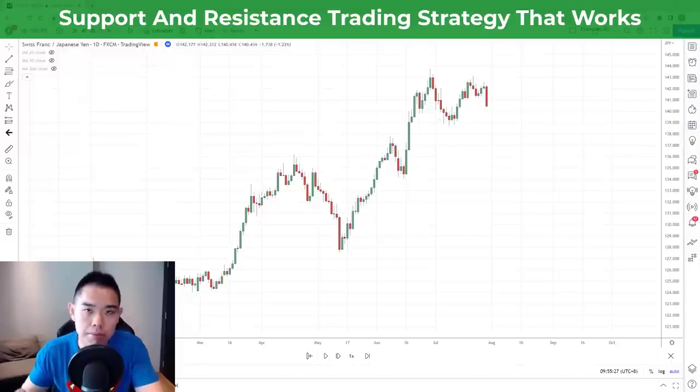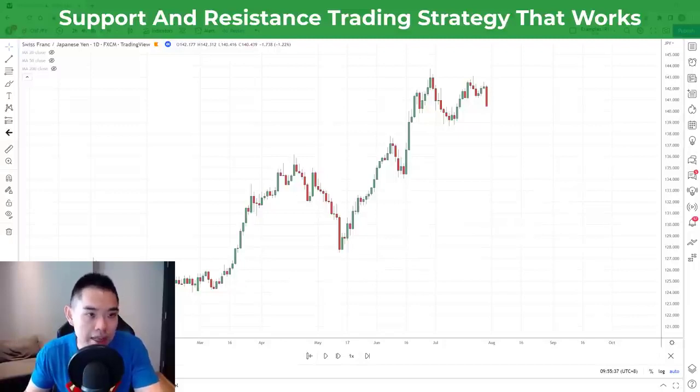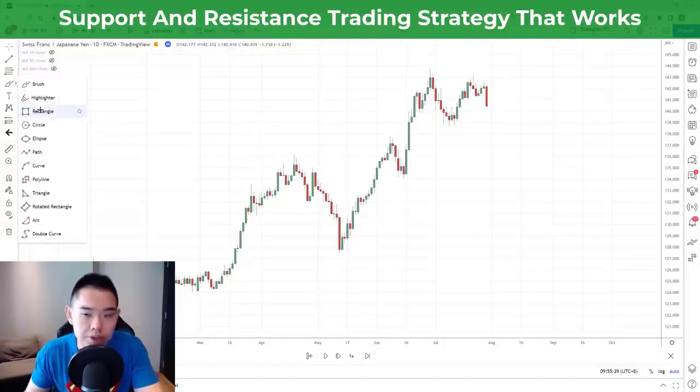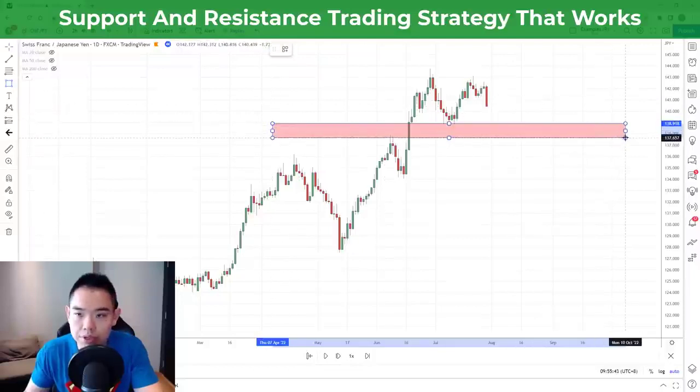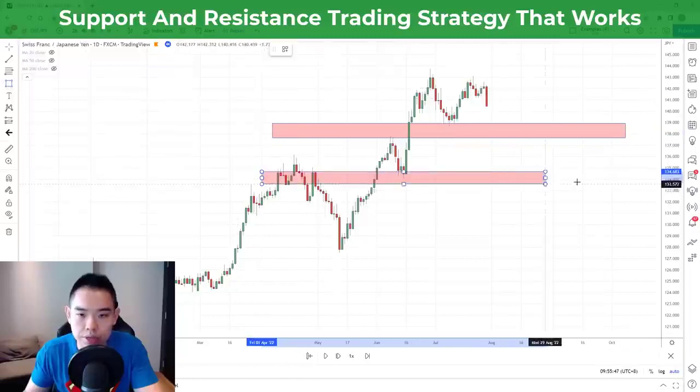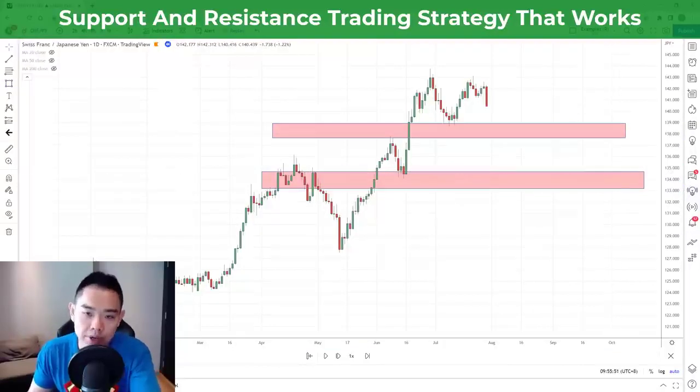So first things first, remember, what is this market structure? You can see this market is in an uptrend, and when the market is in an uptrend, we want to be buying as much as possible at support. So let's identify our area of support on this chart. If you ask me to draw it, I'll probably have this one here, and possibly another one over here. You can see that these are the two most recent swing points on the chart.